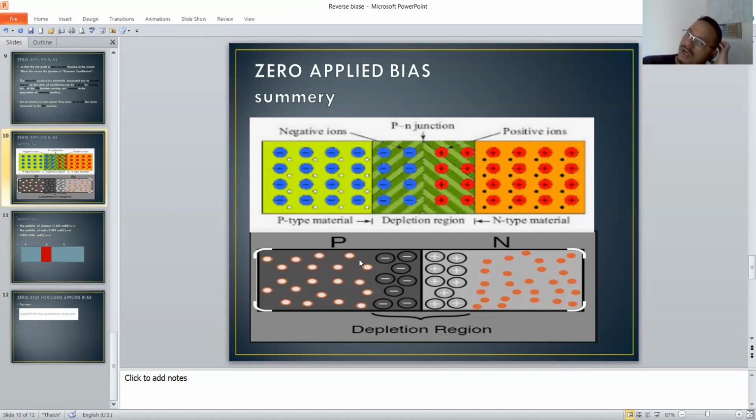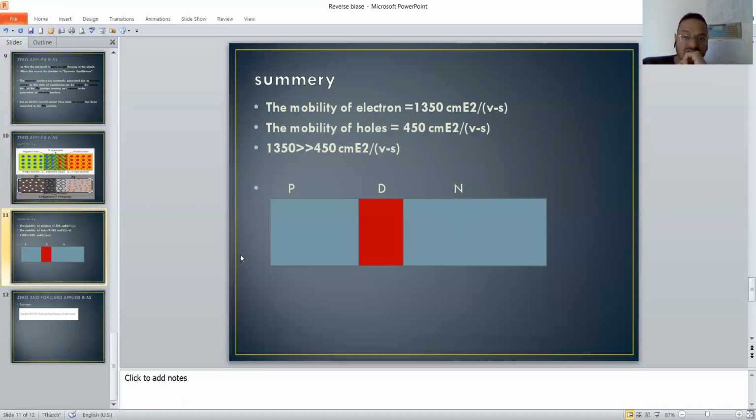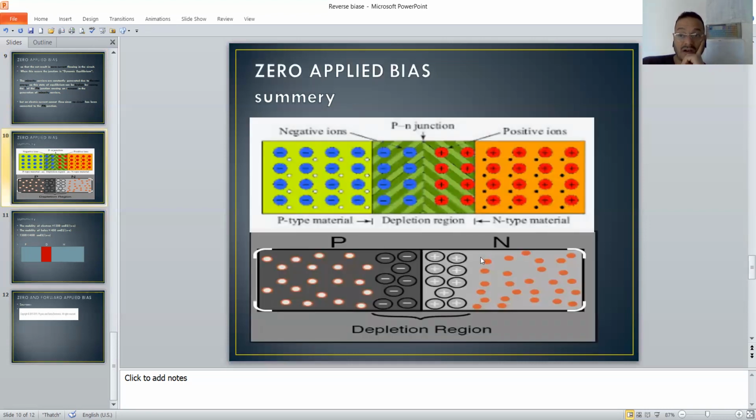But here, I took all of these pictures from Google, but something is not a fact, so I made this figure by myself, because these two figures are right, but something inside is not right. This is the depletion region. The depletion region here is not at the center of the PN junction, it will be nearer to the P-type than to the N-type.